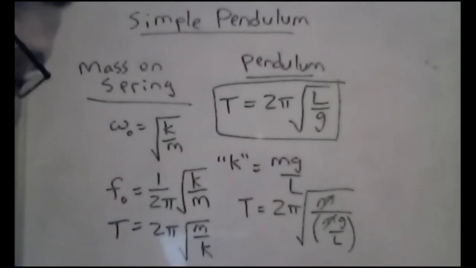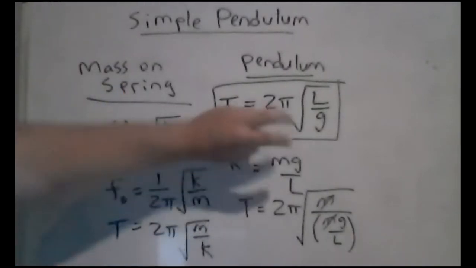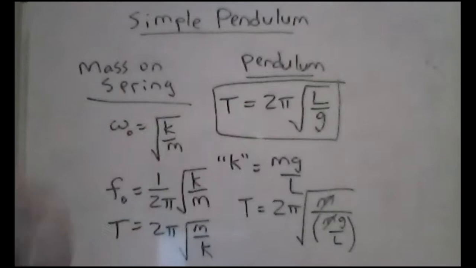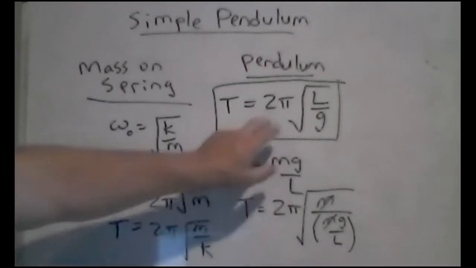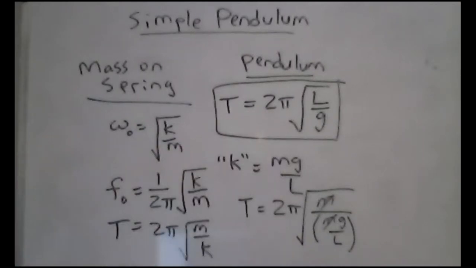All right, this is our simple pendulum. I can get the frequency by flipping this upside down, and I can get the angular frequency. All of this I can get for the pendulum, but the important equation for the pendulum tonight is 2π square root of L over g.